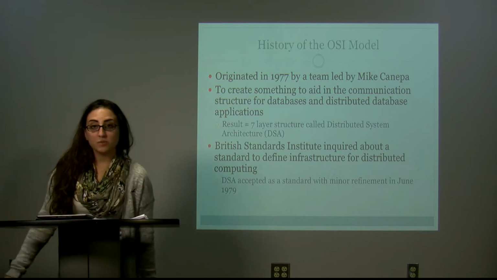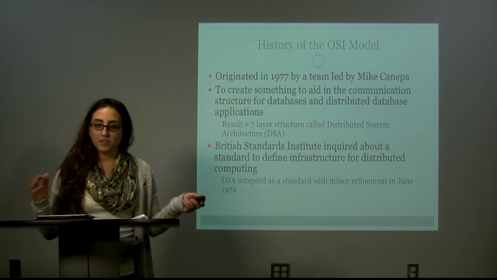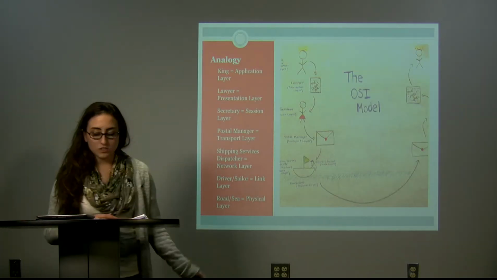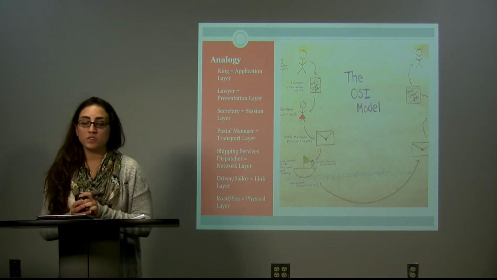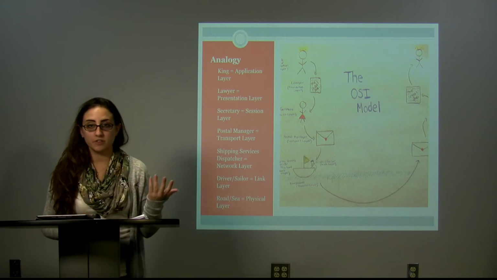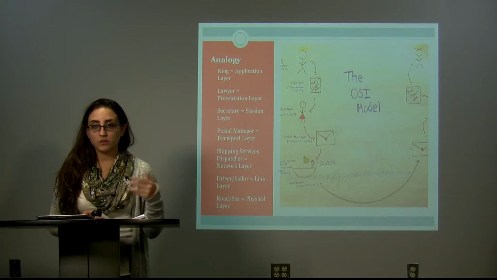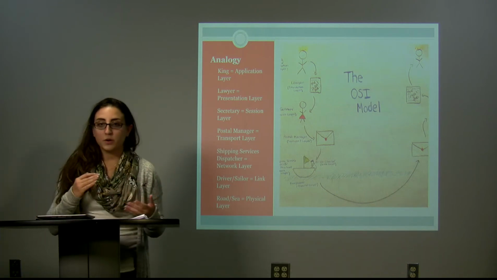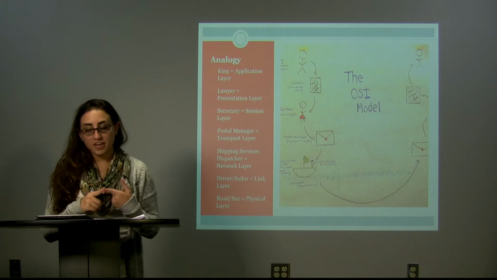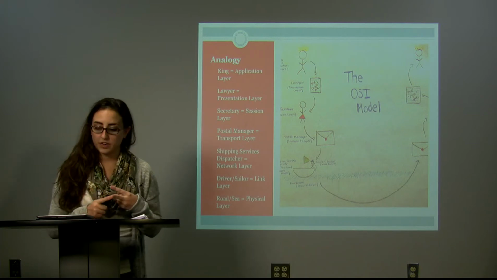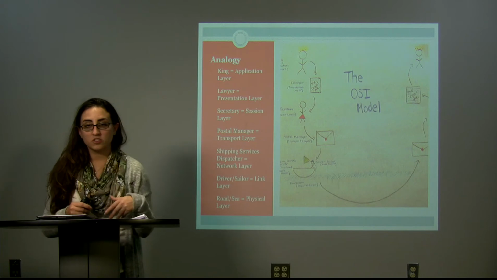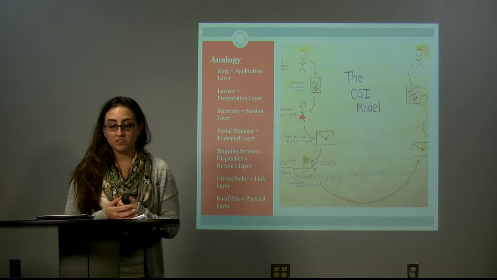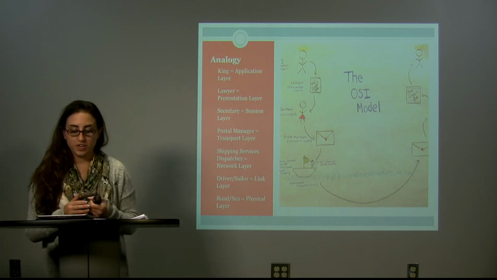So now that you know the history behind the model, let me give you a little bit of an analogy so you can start to see how these all work together. Say a king from one nation wants to deliver a message to a king of another nation. The king will talk to their lawyer, where they translate their common speak into legal jargon. So in this sense, the king is the application layer and the lawyer is the presentation layer. The lawyer then passes the message to the secretary, who alerts the secretary of the other kingdom that a message is coming. The secretary is the session layer.